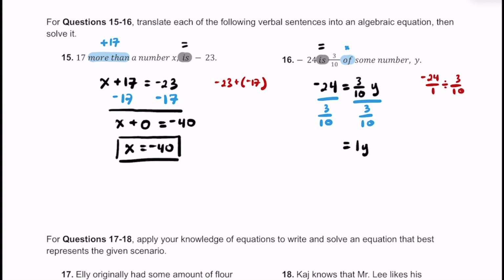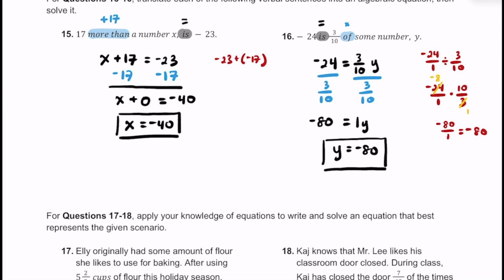Now, remember when we divide fractions, we turn it into a multiplication problem. So it's negative 24 over 1, you keep that, and you multiply by the reciprocal of the second fraction. So it's going to be 10 over 3. Now, feel free to multiply, then simplify, or you can just cross cancel. So it'll be 1 and negative 8 if you divide negative 24 and 3 both by their GCF of 3. And then negative 8 times 10 is going to be negative 80. 1 times 1 is 1. This is going to be negative 80. So that's what 1y is equal to. So we know y is equal to negative 80. That'll be our solution.